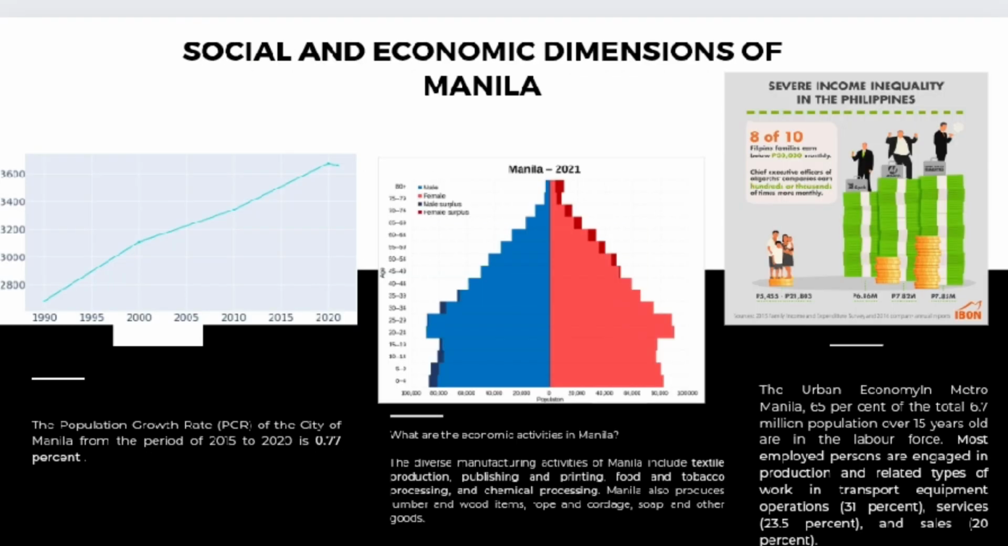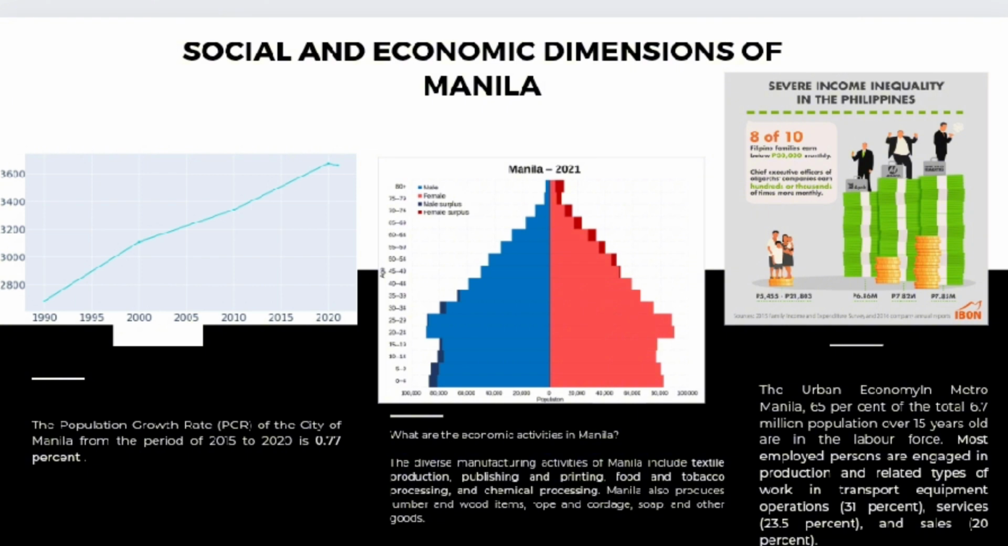So here is the social and economic dimension of Manila. So the population growth rate of Manila became higher and higher from 1990 to 2020. So from 1990, konti pa lang ang population, then tumaas to 2020. So the population growth rate of the city of Manila from the period of 2015 to 2020 is 0.77%.